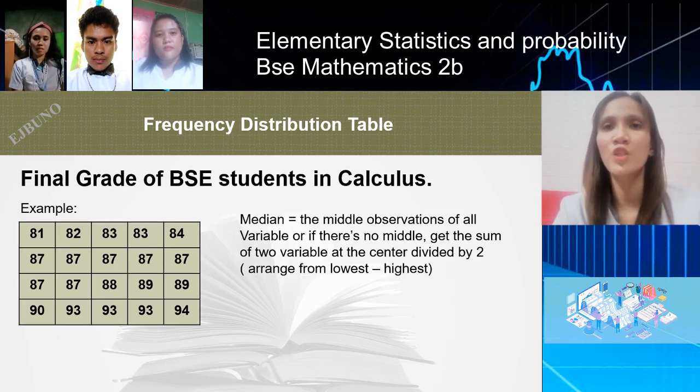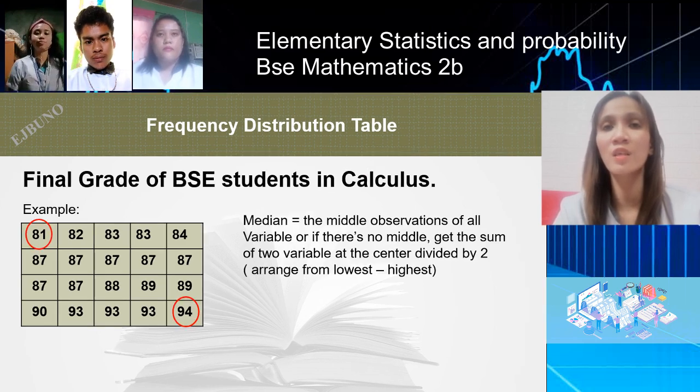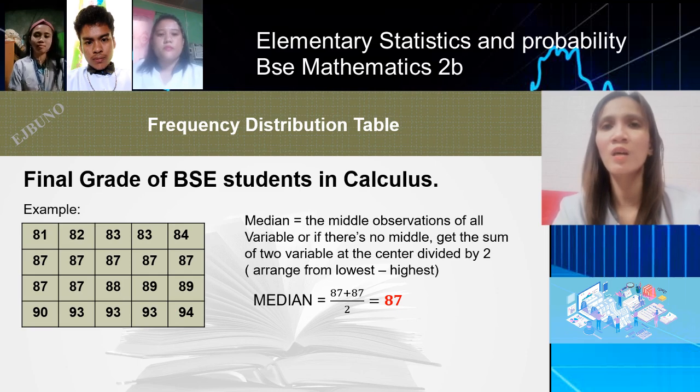In finding the median, the median is equal to the middle observation of all variables. Or, if there's no middle, get the sum of the two variables at the center divided by 2. But before getting it, we need to arrange the data from lowest to highest, as you can see in the table. Because we don't have an exact middle variable, we get the two numbers at the center and divide by 2. Our median is equal to 87.